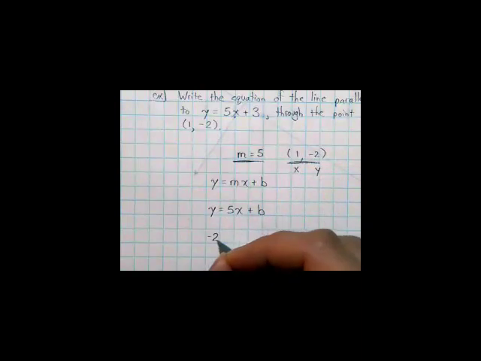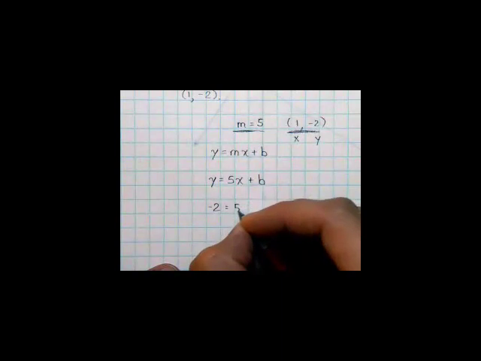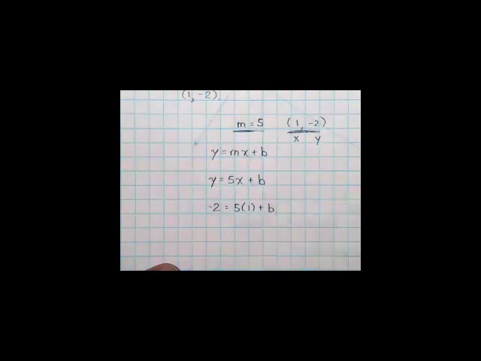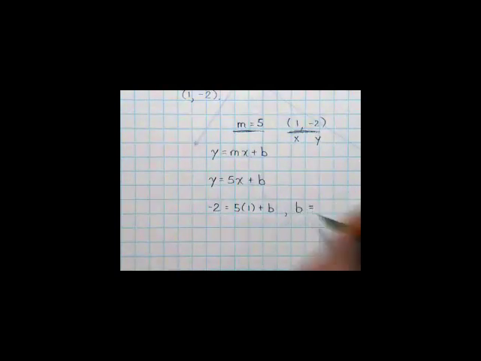So I've got negative 2 equals 5 times 1 plus b. All right, so if I multiply 5 times 1, that's 5. Subtract it to the other side. What's b have to be here then? Negative 7. Yeah, negative 2 minus 5 is negative 7.